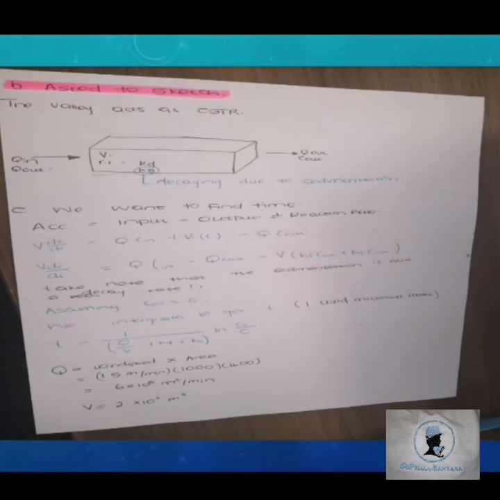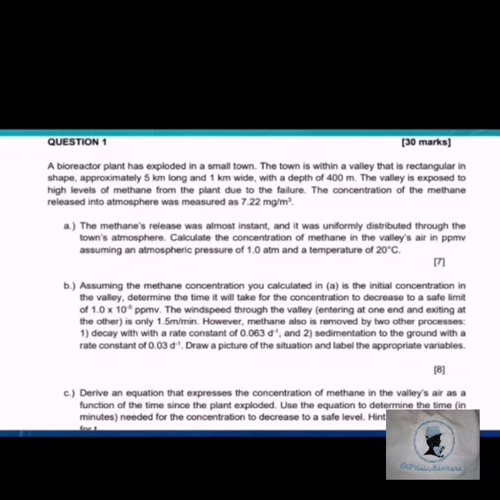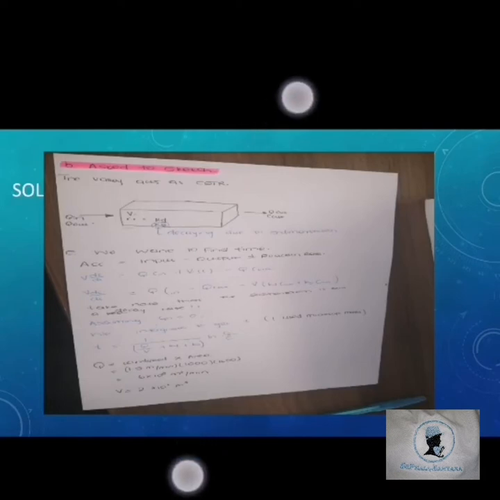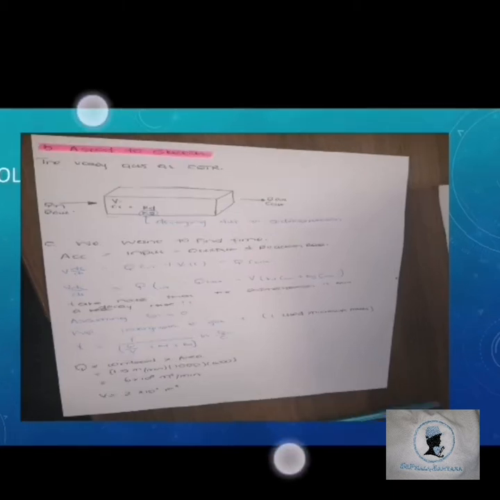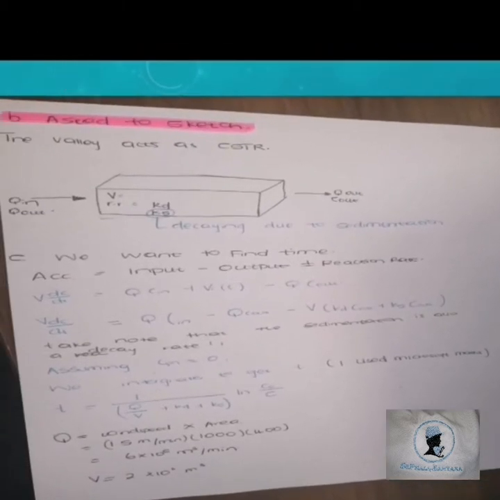And then the next question is, derive an equation that expresses the concentration of methane in the valley's air as a function of time since the plant exploded. Use the equation to determine the time in minutes needed for the concentration to decrease to a safe level. Hint, integrate to solve for time. So, guys, this is the only mass balance analysis question. The rest was chemistry. The other one was more like logic.